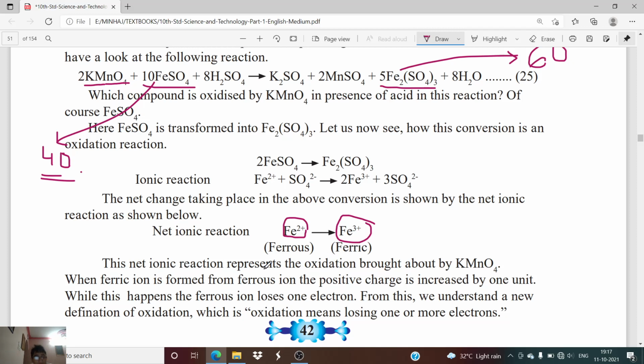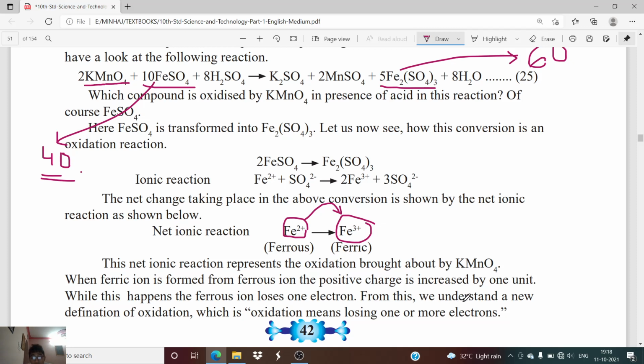This net ionic reaction represents the oxidation brought about by KMnO4. When ferric ion is formed from ferrous ion, the positive charge is increased by 1 unit. While this happens, the ferrous ion loses 1 electron. So when ferrous ion loses 1 electron, obviously the charge will increase over Fe, and that is why the charge is increased by 1. So we get Fe2+ converted to Fe3+.